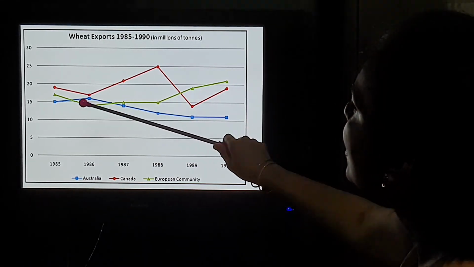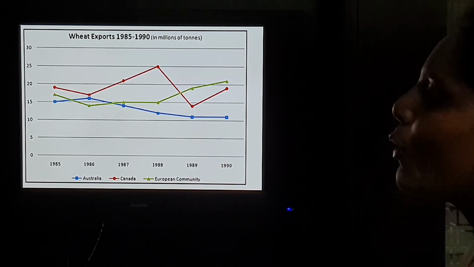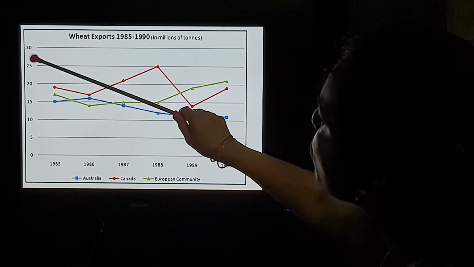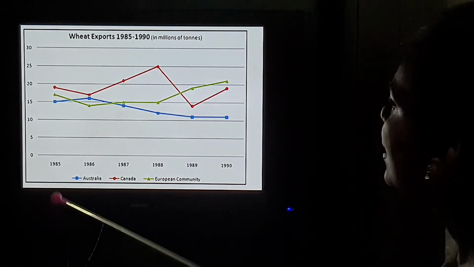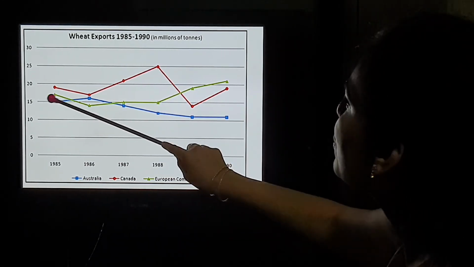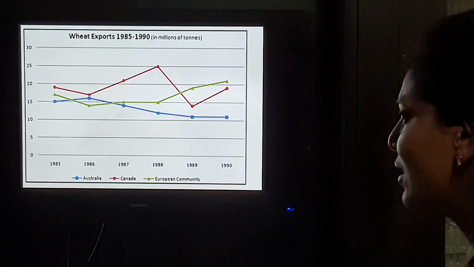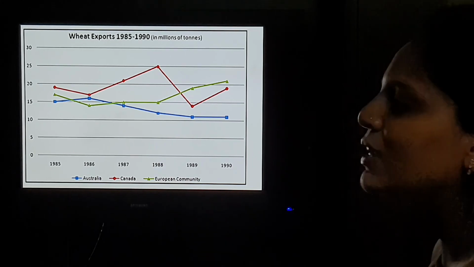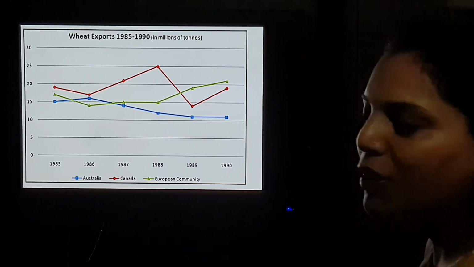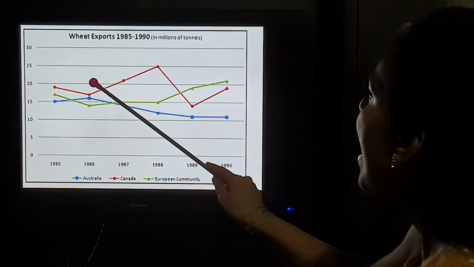Then let us see, in year 1985 the range of export of all the three nations of wheat is nearly same, ranging between 15 to 19 million tons. Of Australia it is 15, of European community you can say 16 or 17, and then of Canada it is 19. Then next year 1986, the exports of European community declined, the wheat exports of Australia increased and the wheat exports of Canada decreased.